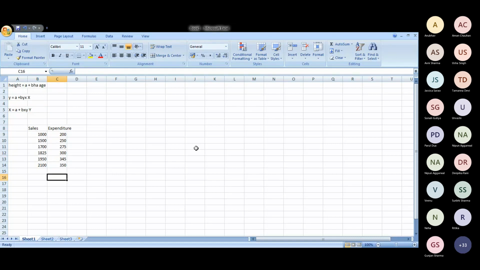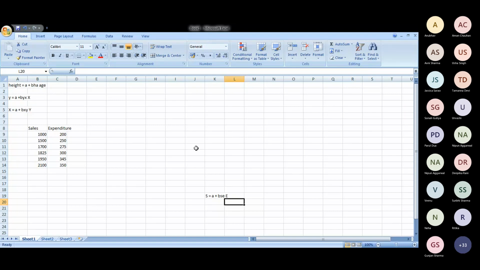So here we want to find the line of sales on expenditure, Y is equal to A plus b X. To find this regression line, the values of A and b, we have two methods available: the least square method and the formula method. We will do both. First we will do the formula method, then the least square method.